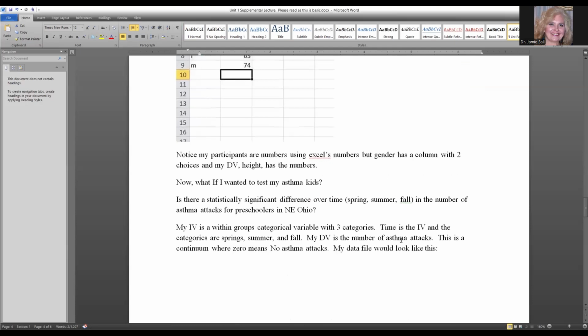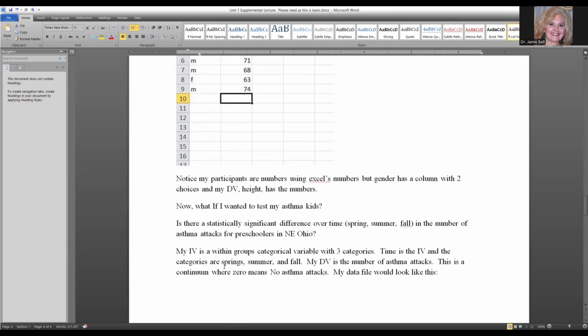Now, what if I wanted to test the asthma attacks in kids from spring, summer, and fall? Is there a statistically significant difference over time, spring, summer, and fall, in the number of asthma attacks for preschoolers in Northeast Ohio? My independent variable is time. A within groups categorical variable, 3 categories, right? By the way, that's a repeated measures ANOVA.